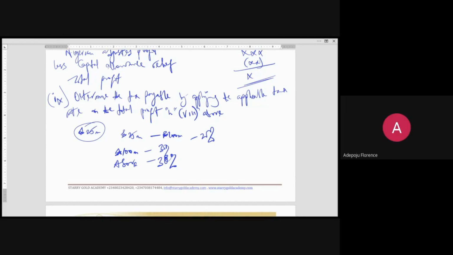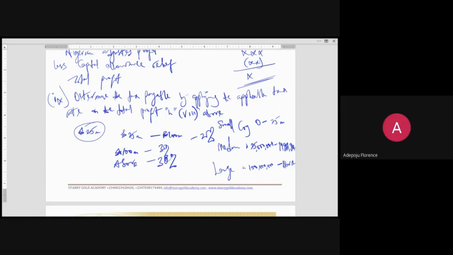Let me give you the range. Small company: 0 to 25 million. Medium size: 25 million and 1 naira to 99,999,999.99. Large company: 100 million and above. Do you understand this now? Because I know that some students are confused, they still use 20% for 100 million.